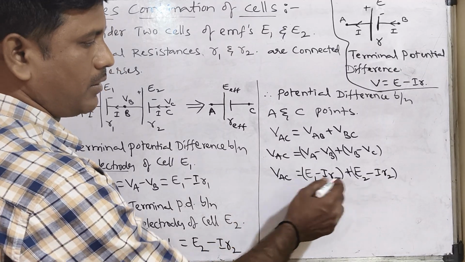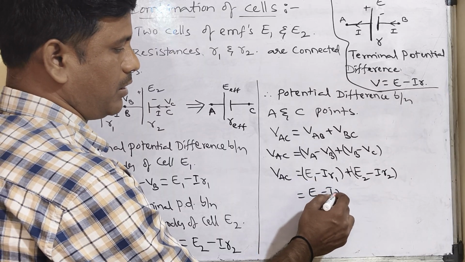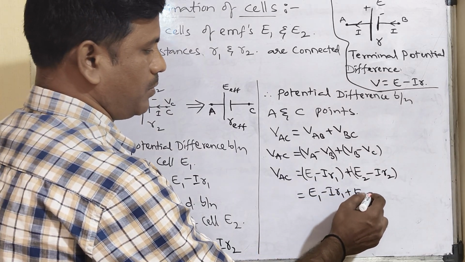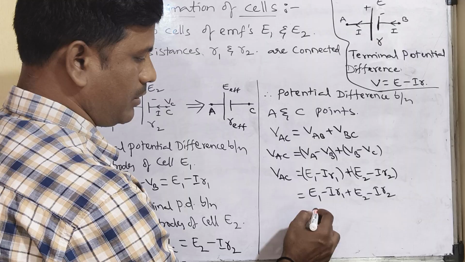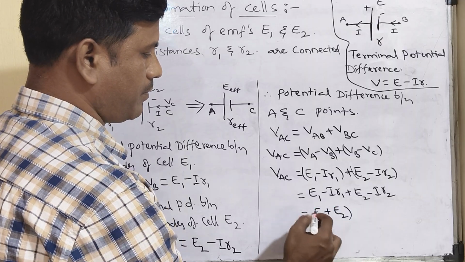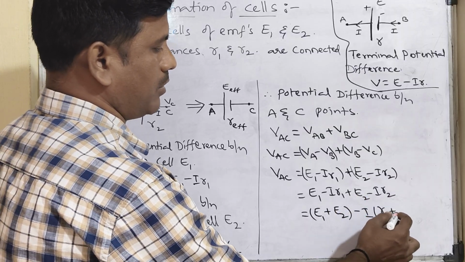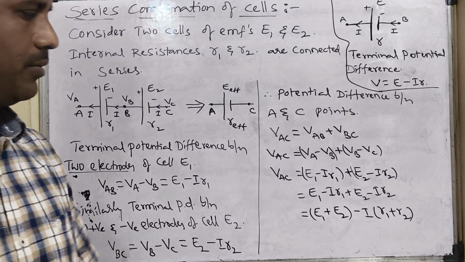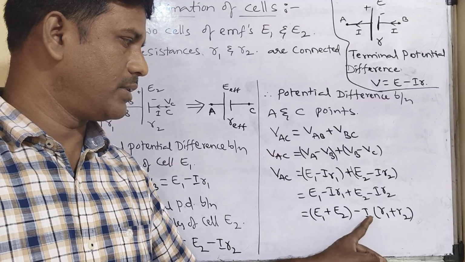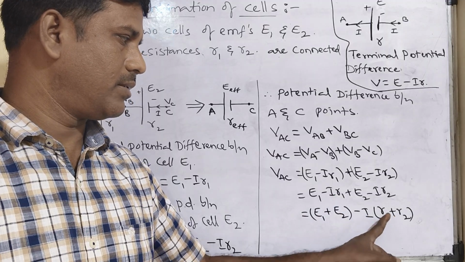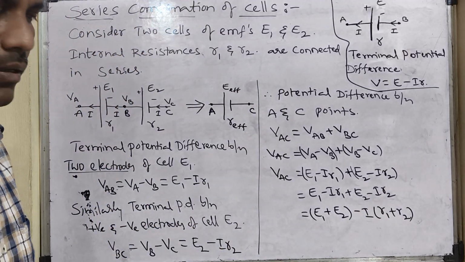Now add these two equations: E1 minus I R1 plus E2 minus I R2. Now take E1 and E2 to one side: E1 plus E2, and minus I taken common, times the remaining R1 plus R2. That is, minus I R1 minus I R2.